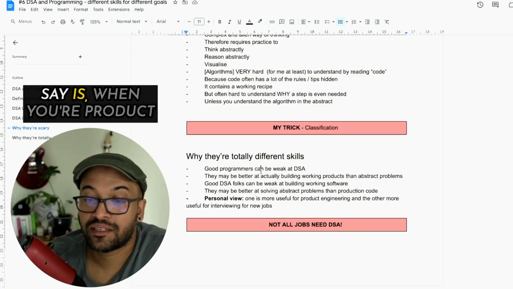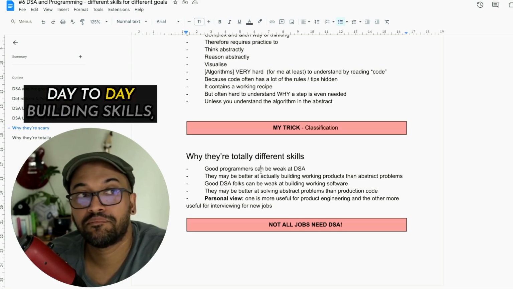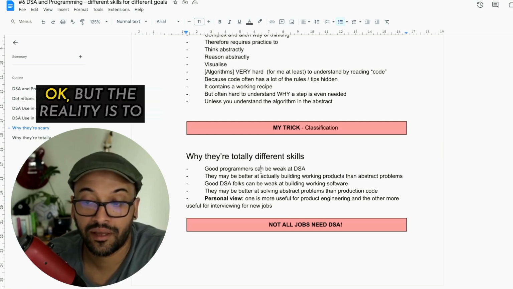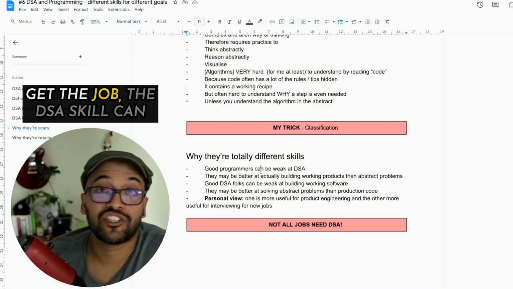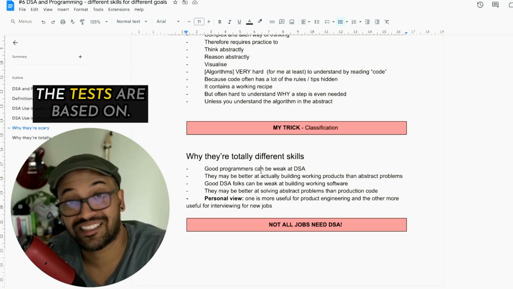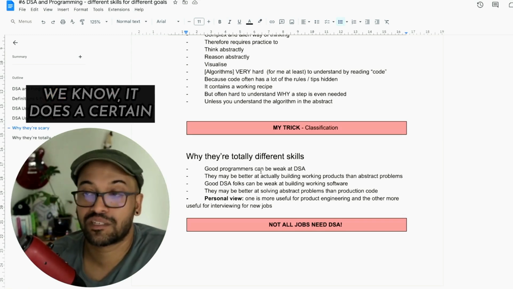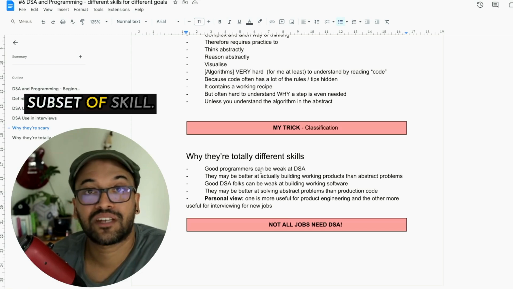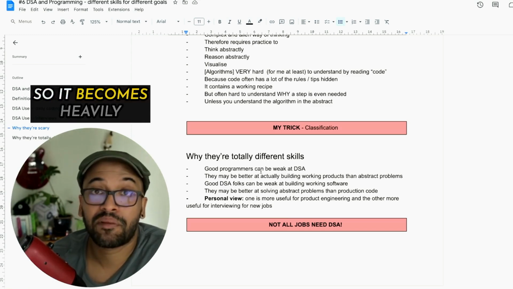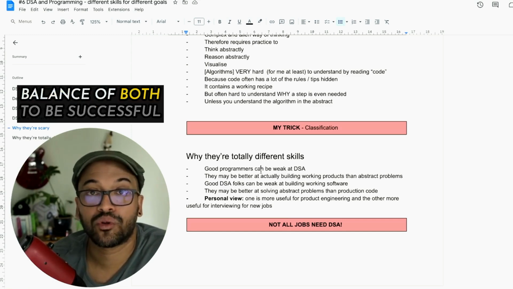Generally, what I would say is, when you're doing product engineering or building tools, chances are that the day-to-day building skills, the coding skills, the programming skills are more important than the DSA skills, okay? But the reality is, to get the job, the DSA skill can be a little bit more important than the programming skill, because that's what the tests are based on. And this goes back to every schooling system we know, or every testing system we know. It tests a certain subset of skills, and in 45 minutes or 1 hour, there's only so much you can test for. So it becomes heavily optimized for DSA and less for general programming skills. But in general, you need a balance of both to be successful in the job.